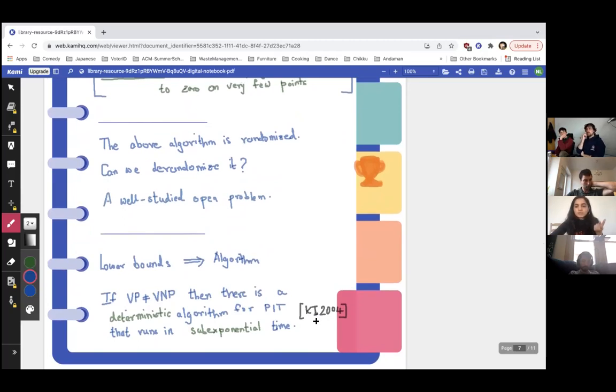What's known, by a result of Cabanets and Impagliazzo, is that these two are actually formally connected. What they proved in 2004 is that if you are able to solve the lower bound question and show it in the negative, that is, VP is indeed not equal to VNP, then you would have also given a deterministic algorithm for this problem. It's a very strange kind of statement to make, actually. But this theme comes up again and again.